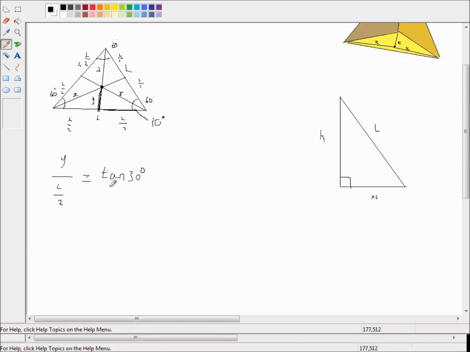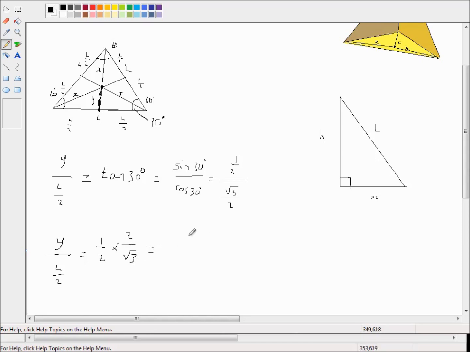Okay, so I suppose the next thing to do is to find tan 30 degrees. Well, we know from our trigonometric identities that tan 30 degrees is equal to sine 30 degrees over cosine 30 degrees. And we know from our unit circle that sine 30 degrees is 1/2 and cosine 30 degrees is root 3 over 2. Okay, so y over L over 2 is equal to 1/2 divided by root 3 over 2, which is the same as 1/2 times 2 over root 3, because to divide fractions we just invert and multiply.